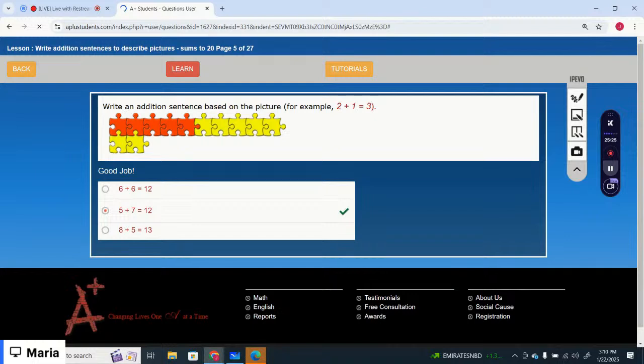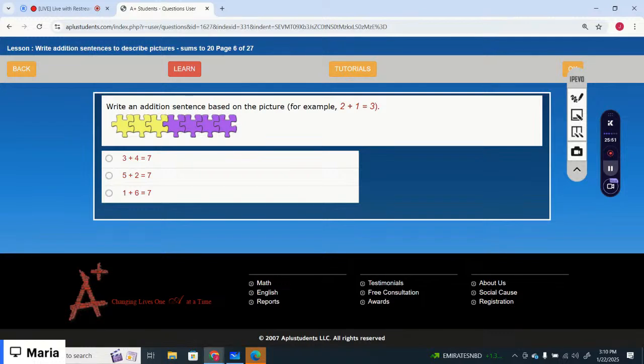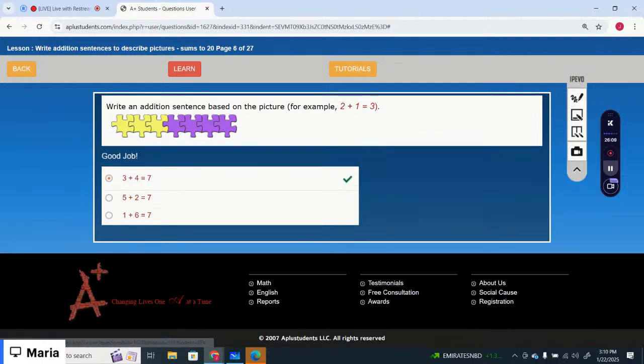Write an addition sentence based on the picture. That is 3 plus 4 equals 7. Option number 1 is the correct option.